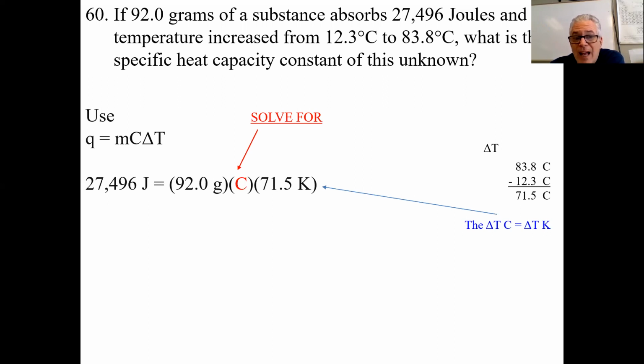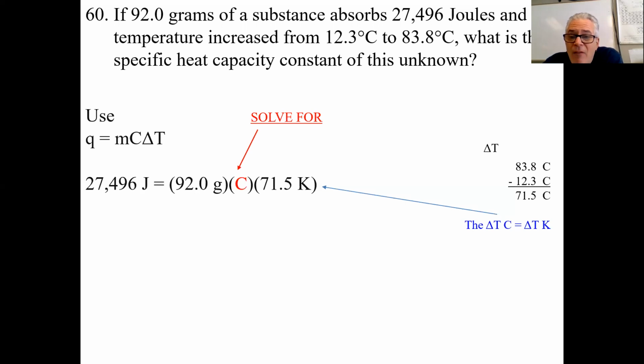27,496 joules equals 92 grams times C, which is the unknown. And on the right, the end temperature minus the starting temperature in centigrade. Now, this is important. The change in temperature in centigrade equals the change in temperature in Kelvin. Not the same temperature, but the same amount of change. So we can just do the delta T really quick. Just subtract the temperatures. The difference in temperature is the difference in temperature in both units, Kelvin or centigrade.